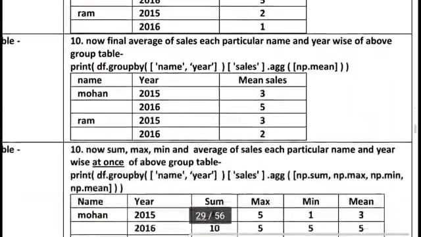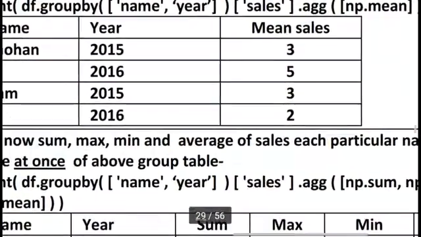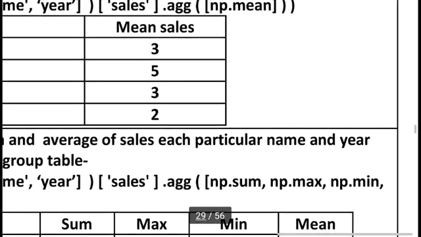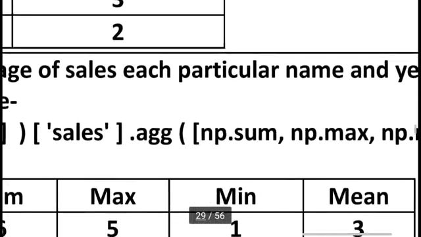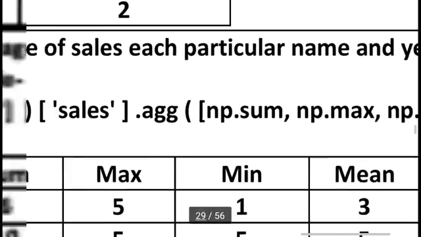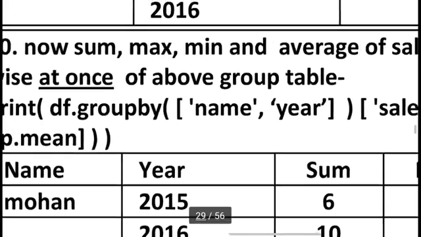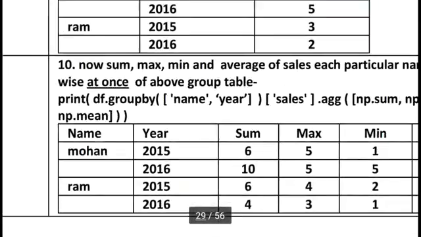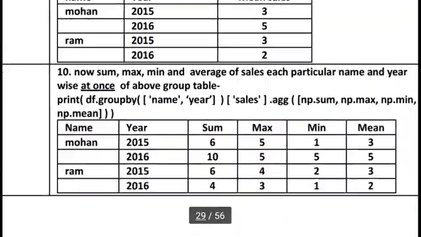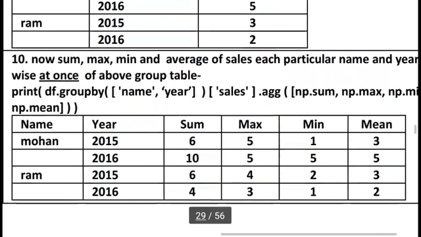So here you can see the same thing, df dot groupby name, then year subgroup, then sales, then all the aggregate functions we can use in square brackets using the agg function, dot agg np dot sum, max, min and np dot mean average. You can see directly we can see our final analysis report year wise of a particular name. You can see sum, max, min and mean. So this is our analysis.